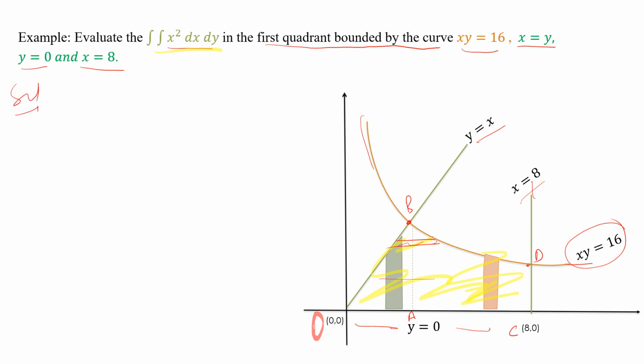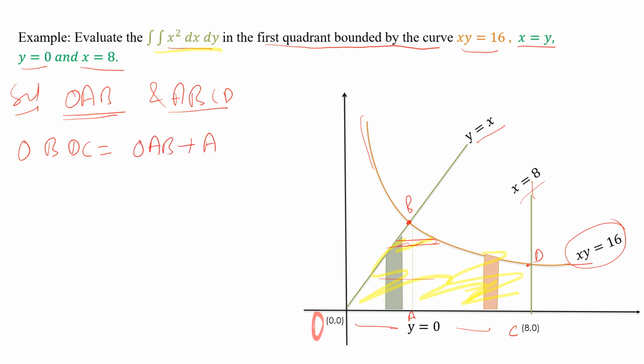Here we get two regions: O, A, B, which is a triangle, and the second region is A, B, C, D. So the complete region is the triangle O, A, B plus A, B, C, D. That is the region, so here we have to find the limits in each part.